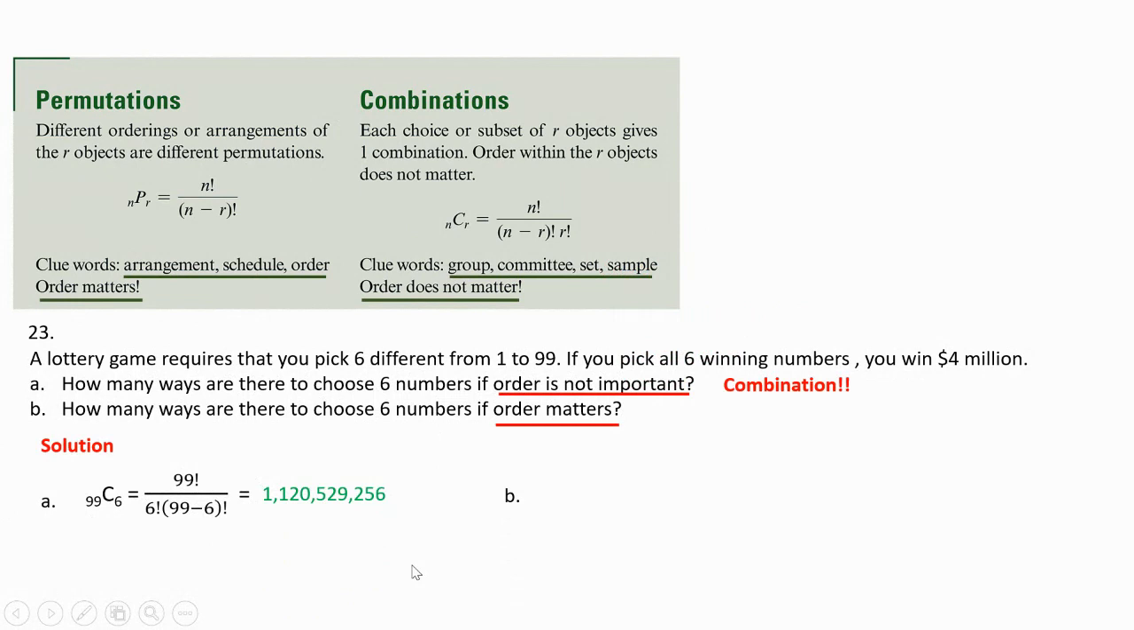For part B, order matters, so it's going to be a permutation. Same thing, you can plug it in the calculator, guys, and that's your result. But again, you can check the video from last week to see how to do it by hand.